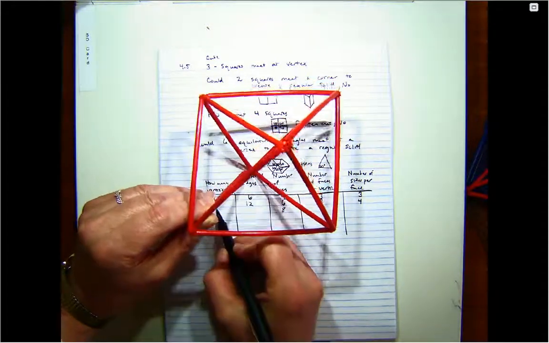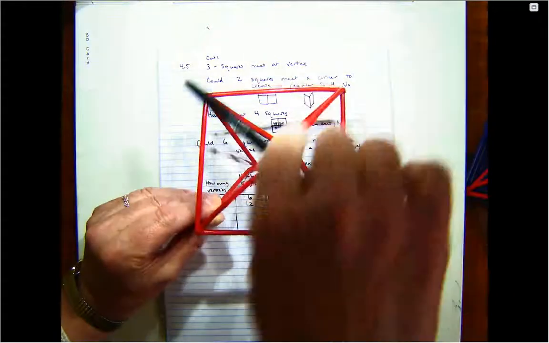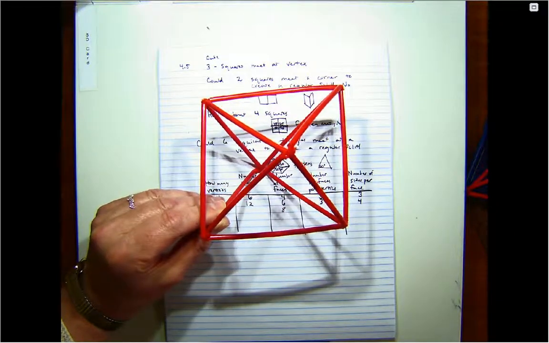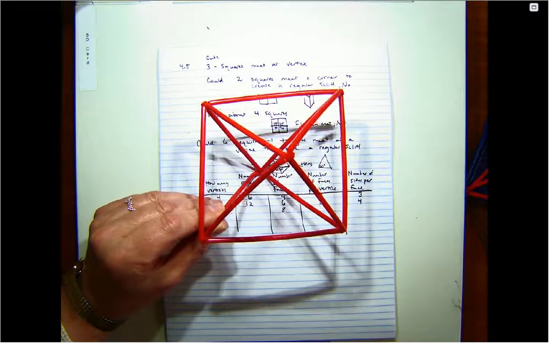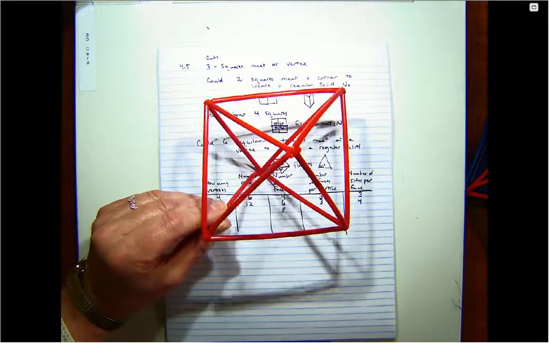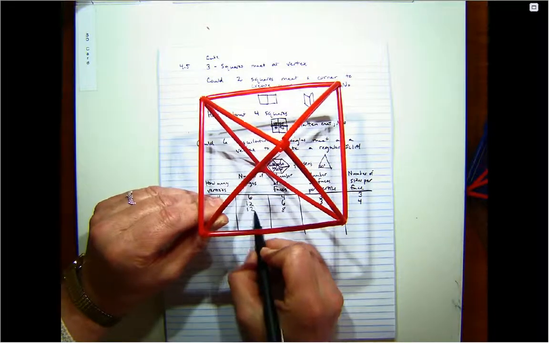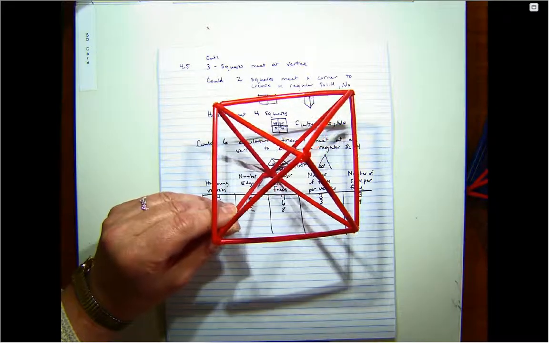Yeah, it has 6. So there's a point on the bottom, a point at top, and the 4 around the edge. Number of edges? 8. It has 12, yeah. So 4 on top, 4 on the bottom, and 4 around the outer edge.